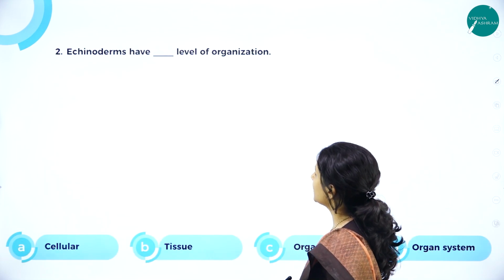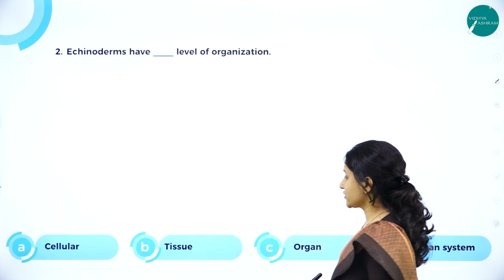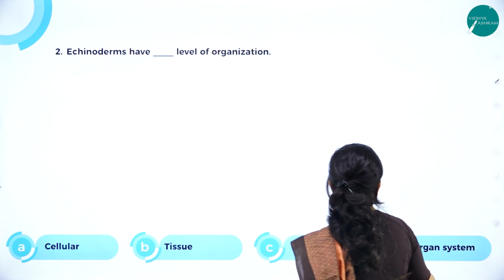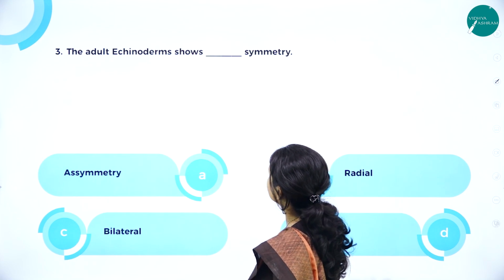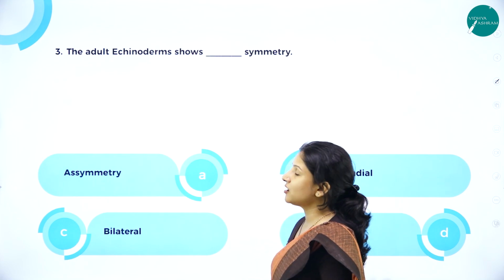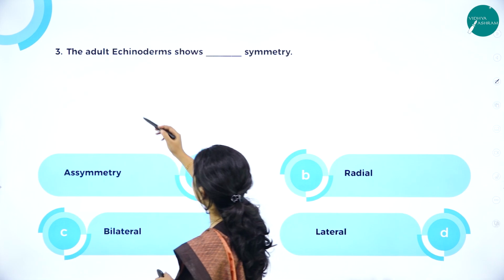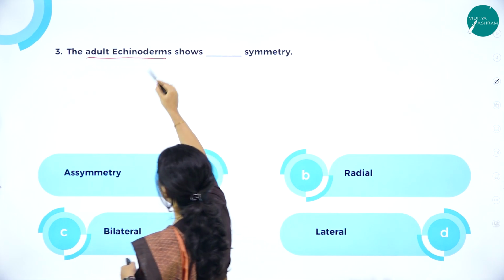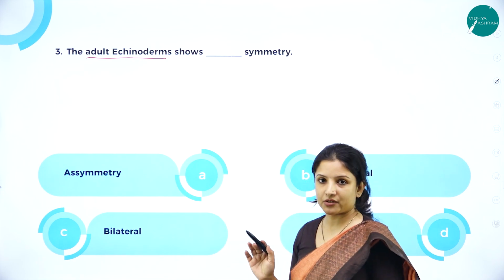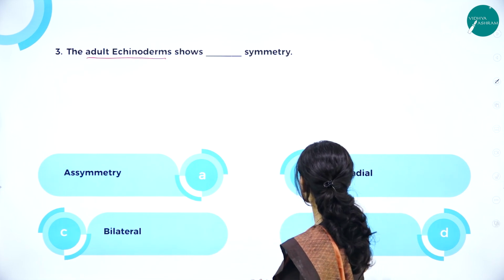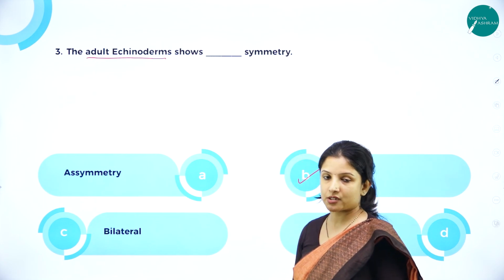Next, echinoderms have dash level of organization. So they exhibit organ system level of organization, and the adult echinoderm shows dash symmetry. Again here, adult, you have to see this, adult echinoderms. The larvae shows dash symmetry, it will be bilateral symmetry. So adult echinoderms show radial symmetry.